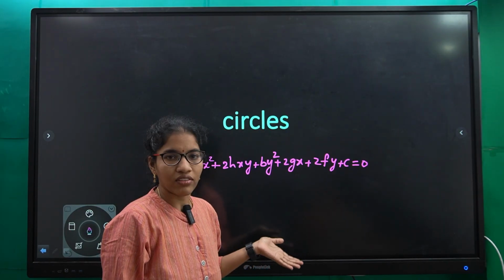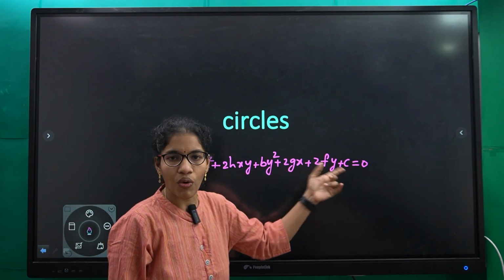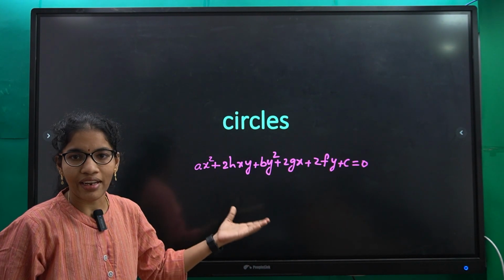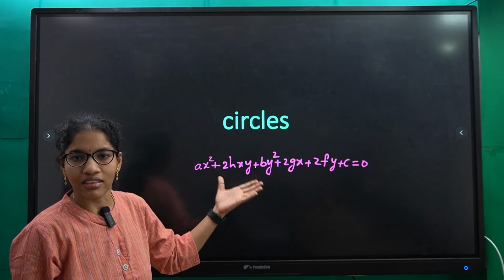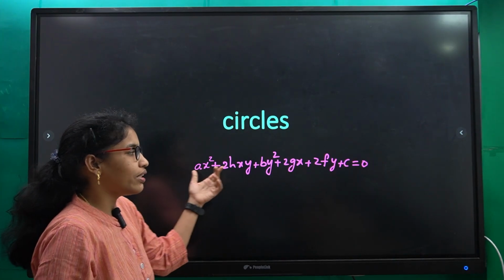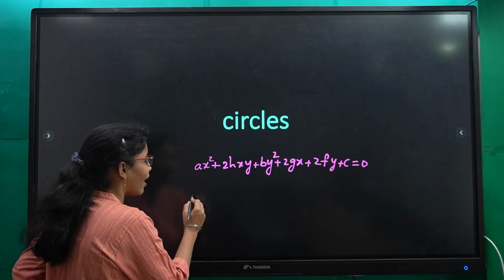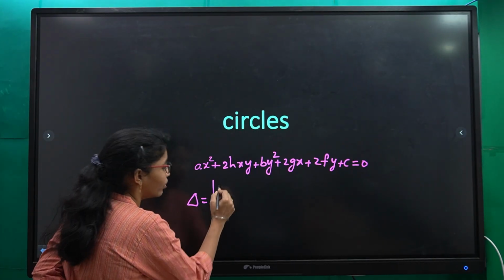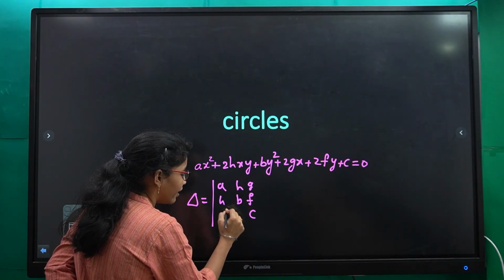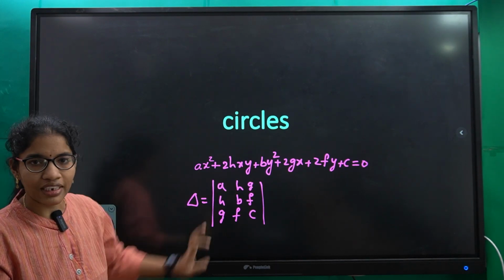Now we tell the different types of conic section figures. This is the equation for all those figures, but based on some conditions you can tell whether it is a pair of straight lines, a circle, parabola, ellipse or hyperbola. Here we have one determinant for this second degree equation, which is the determinant with rows A, H, G; H, B, F; and G, F, C.